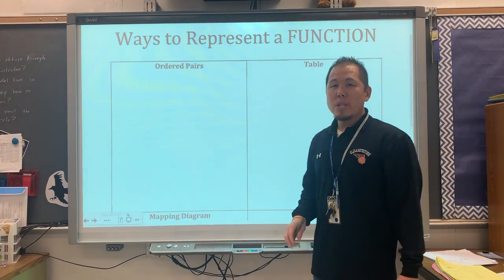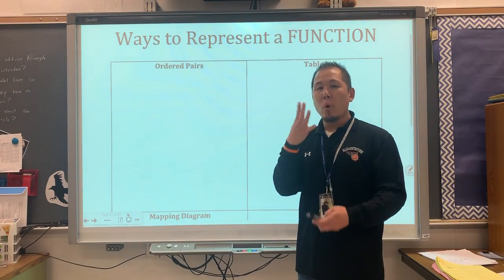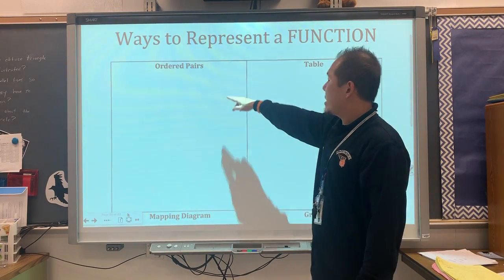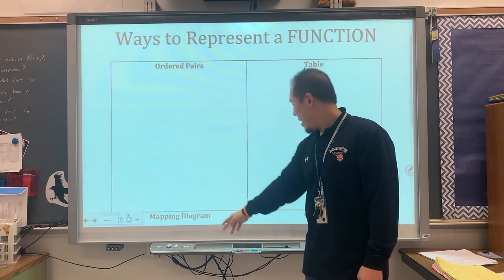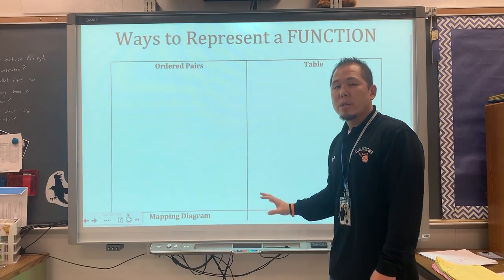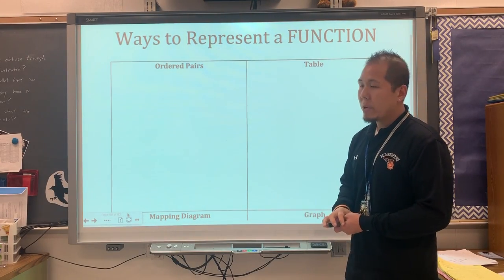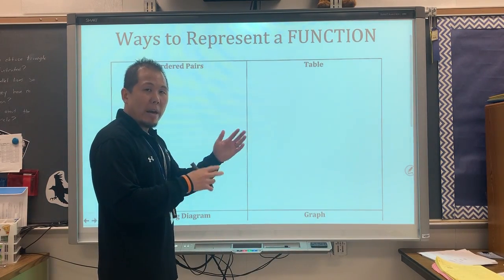All right, today we're going to talk about ways to represent a function, and we're going to represent them in 4 different ways. We're going to represent them with ordered pairs, a table, a mapping diagram, and a graph. They are all the same function, they're just looked at in 4 different ways. So let's start off with ordered pairs, and ordered pairs are the x, y points.